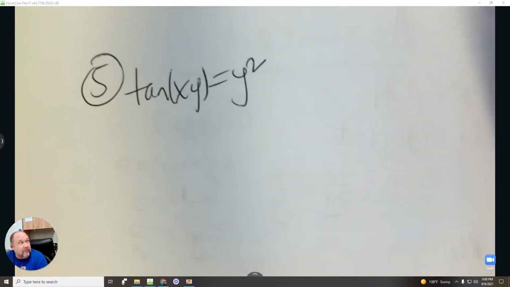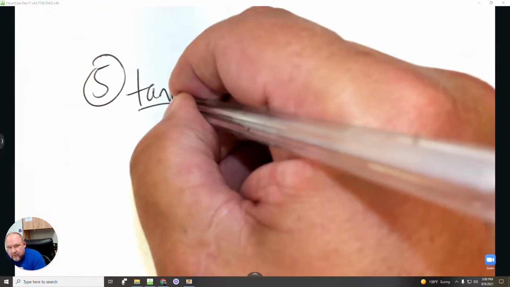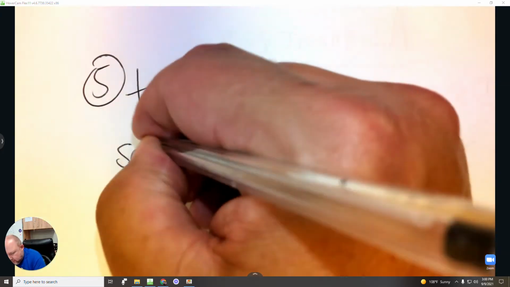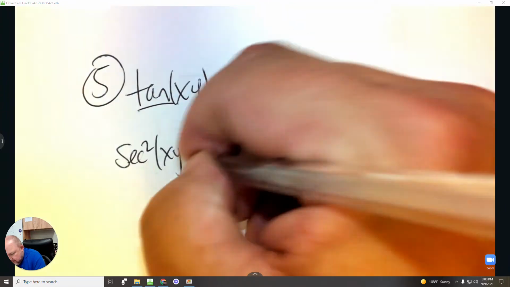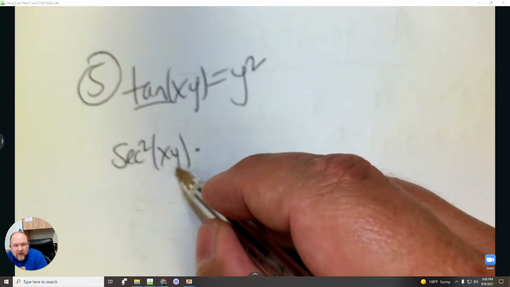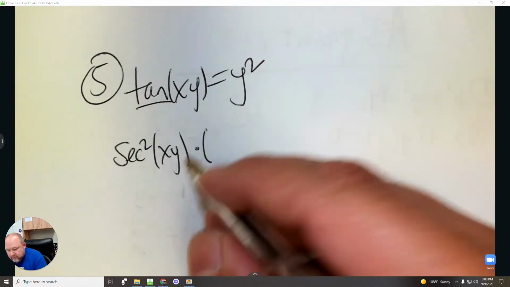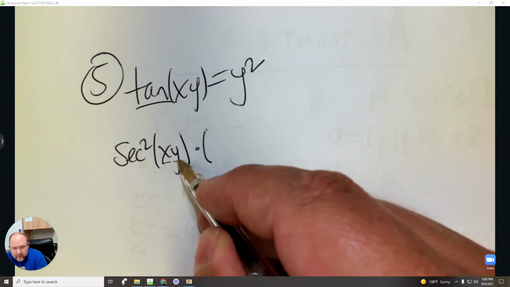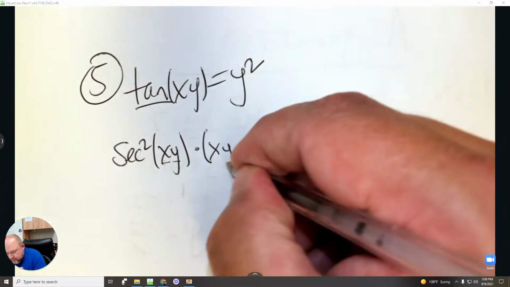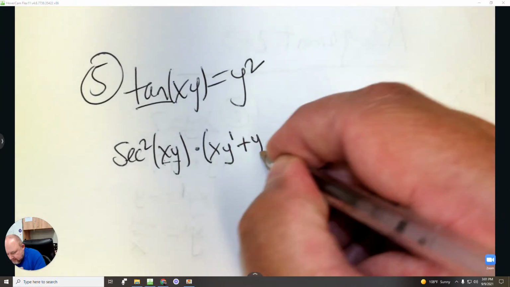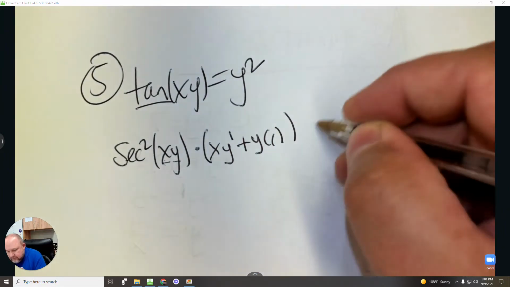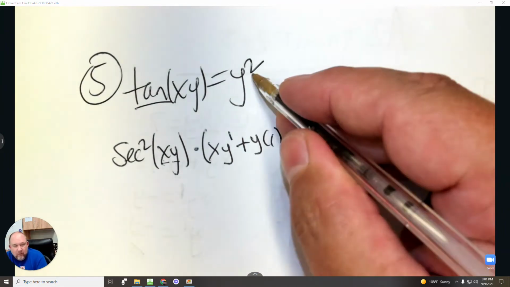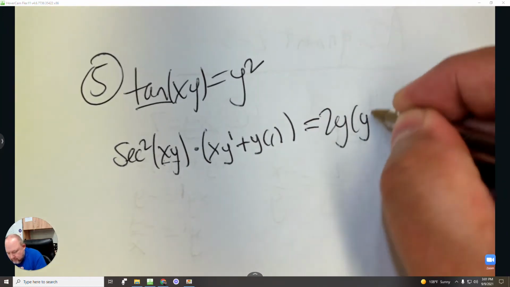All right, step 1. Take the derivative of tan, that's secant squared xy times. Now, I'm going to use parentheses here. This is the product rule. The first times the derivative of the second plus the second times the derivative of the first. And then y squared is 2y, but it needs a y prime.